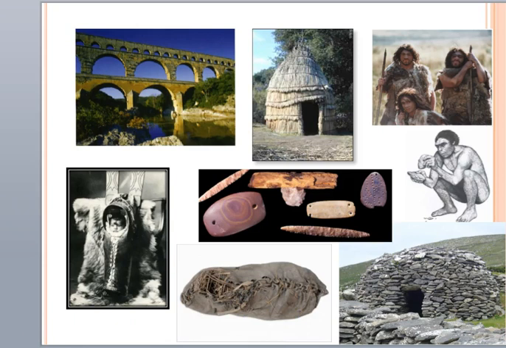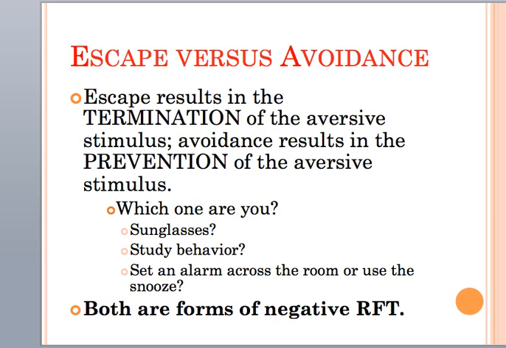Really pretty powerful stuff. So escape and avoidance. Escape results in the termination of a stimulus that's already present. Avoidance results in the prevention of an aversive stimulus that's imminent, that's about to happen. So are you an escaper or are you an avoider? When you put on your sunglasses, do you put them on after you go outside and you're squinting, or do you put your sunglasses on before you leave the building? If you do it before, you're an avoider. If you do it after and you're out in the sun, then you're an escaper.